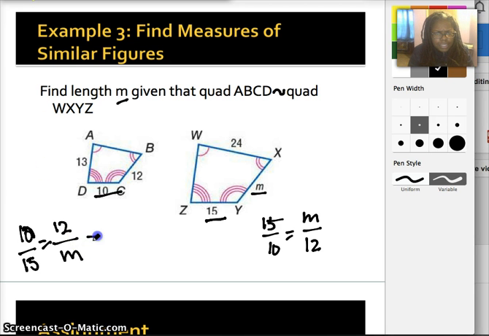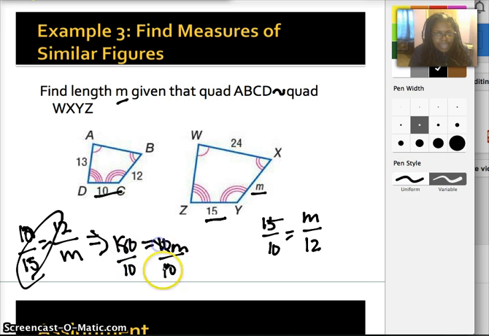So we're going to multiply 15 times 12. Sorry for not getting that loop right. 15 times 12 is 180. 10 times M is equal to 10M. Then we're going to divide both sides by 10 to isolate our variable, and we get 18. So M is equal to 18, and we're done. So 18 is the answer to this.